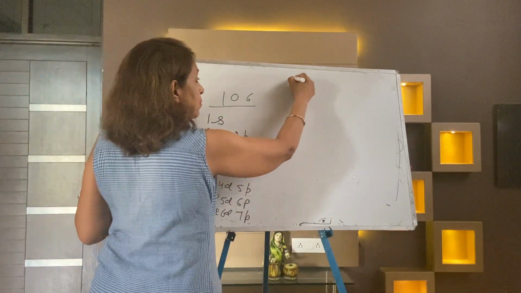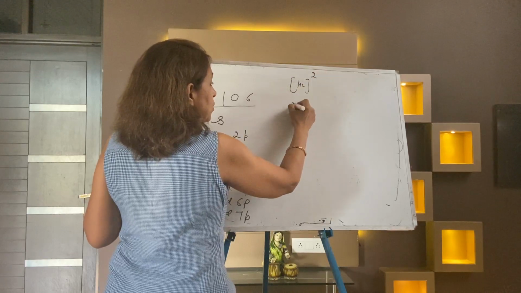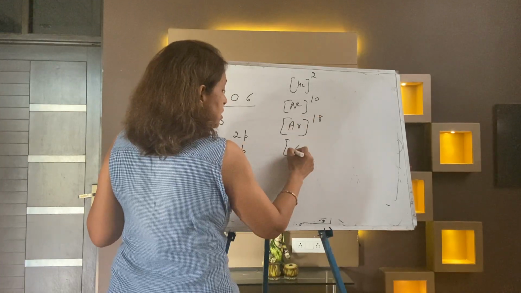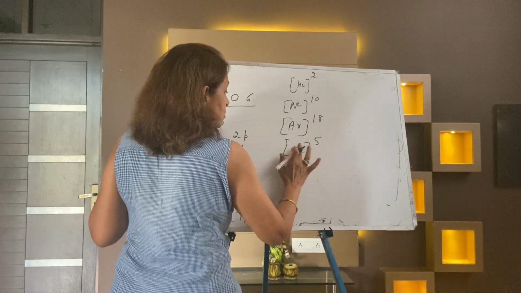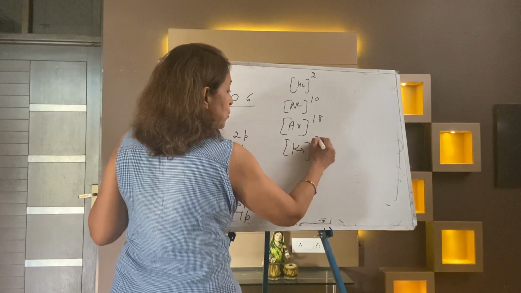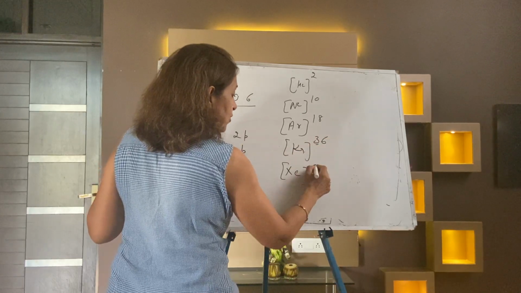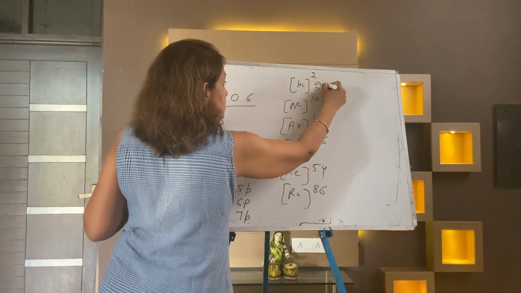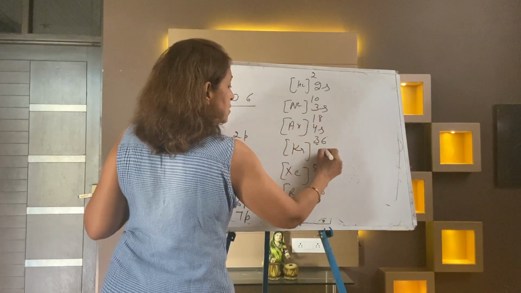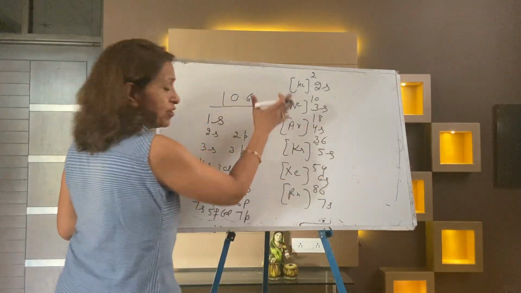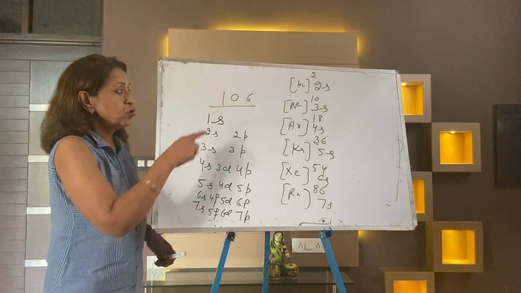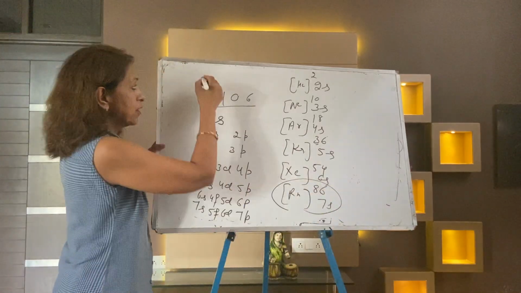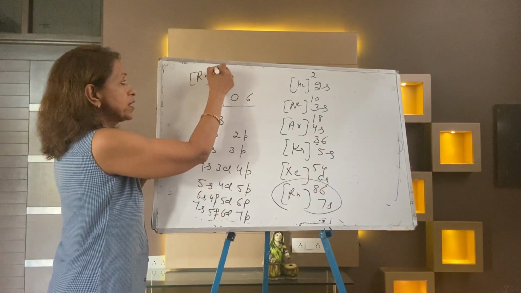Now, helium 2, neon 10, argon 18, krypton 36, xenon 54, radon 86. Now, dear children, always write 2s, 3s, 4s, 5s, 6s. Each and everything I have already explained to you. Now your question is 106. 106 means we are very near to radon 86. Write down, it's radon 86.